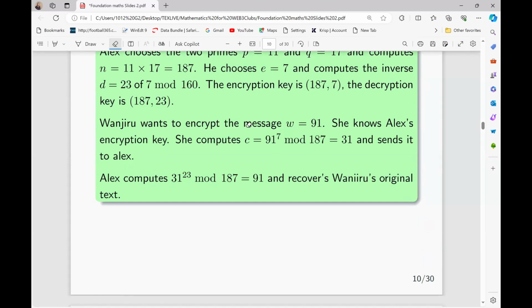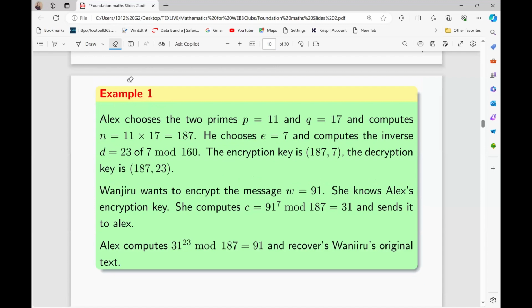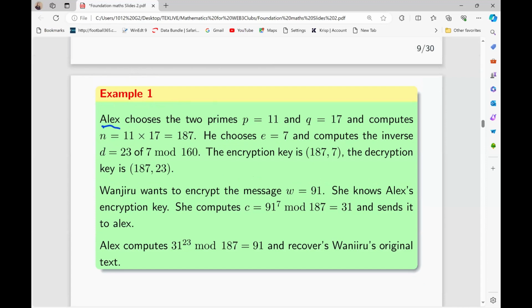He has chosen P and Q. So this is the guy who is supposed to get the message. He has a role to pick a P and pick a Q. The other role that he has is to find their product, the product of those two.